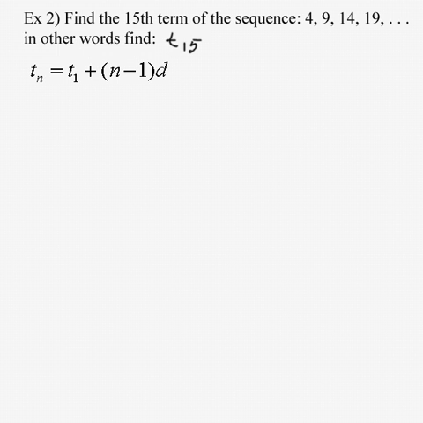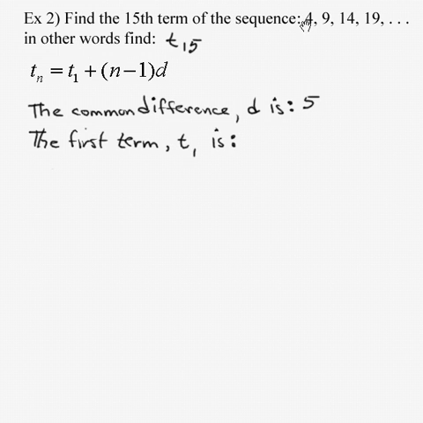Alright, so we're looking for the 15th term. So everywhere we see n, we're going to replace that with 15. But before we do that, let's find that common difference. And yes, 9 minus 4, 14 minus 9, 19 minus 14 all give us 5. So the common difference is 5. The first term, well, that's easy to figure out. That's 4. Substitute those numbers in the formula, T sub 15.